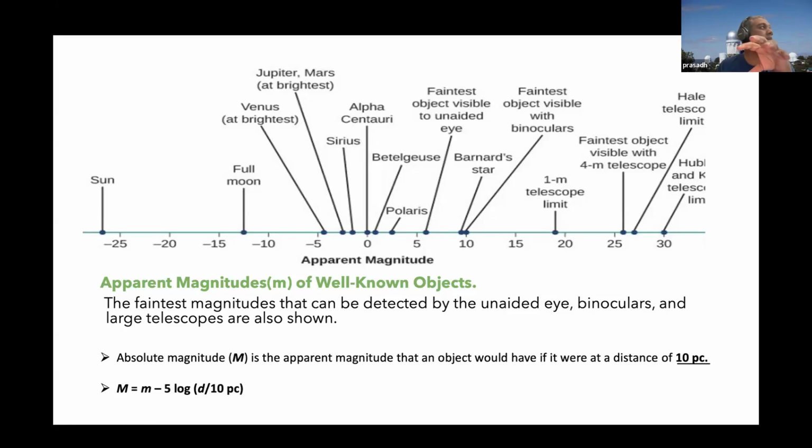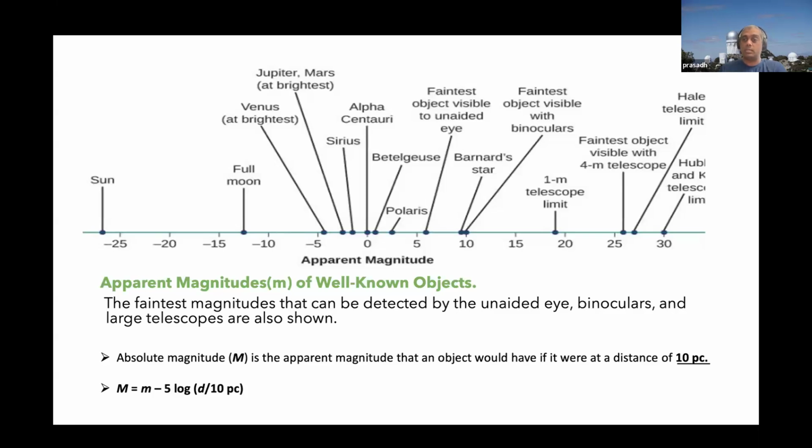Polaris is probably a bit harder to look at from the sky from Sri Lanka because it's very, very close to the horizon. And there is a limit that you can see: the faintest object visible to the unaided eye. So that means any object that has a magnitude larger than this will be harder for you to see with your naked eye, and you need a telescope, right? So that is the idea, right?